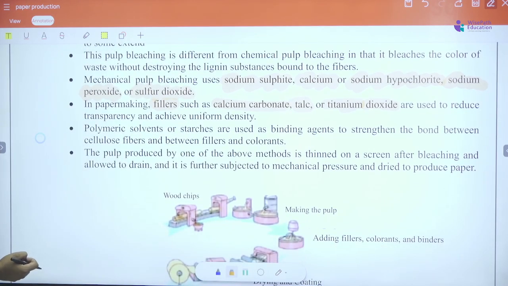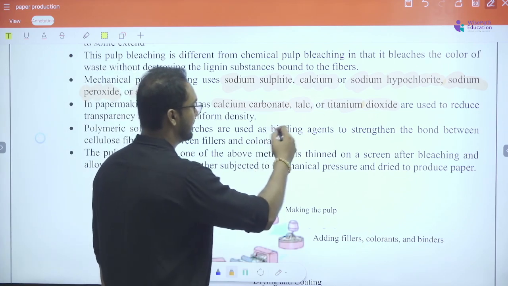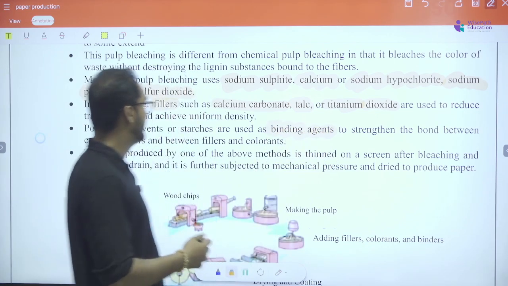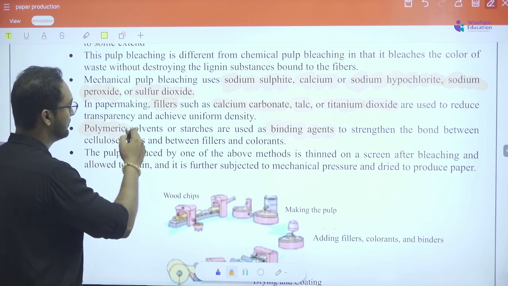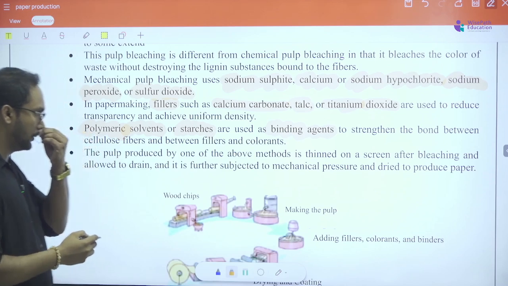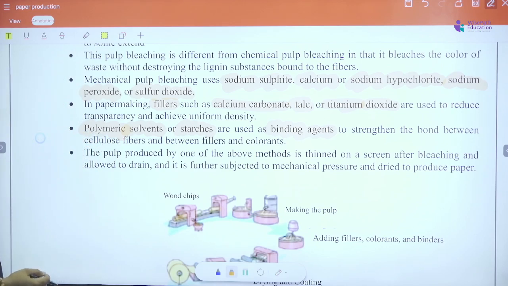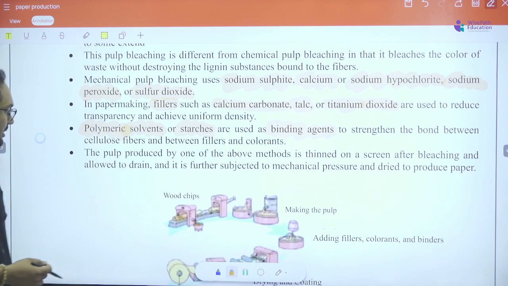Polymeric solvents or starch are used as binding agents. As a binder, either polymeric solvents or especially starch are used to bind the pulp and strengthen the bond between the cellulose fibers and between fillers and colorants, right?